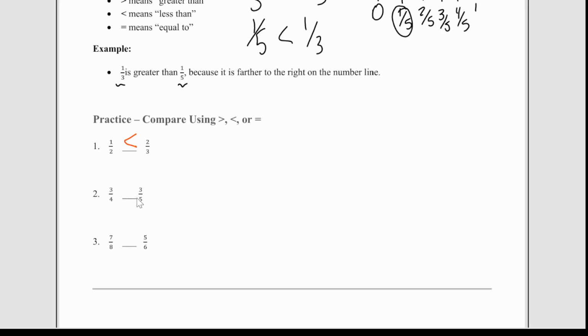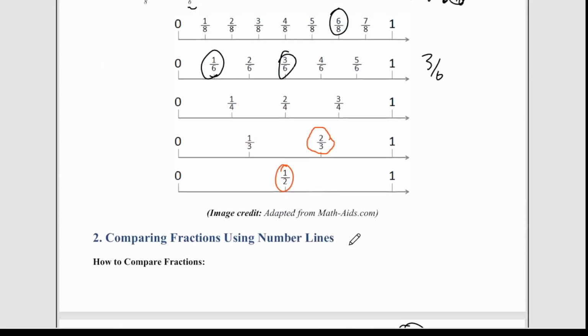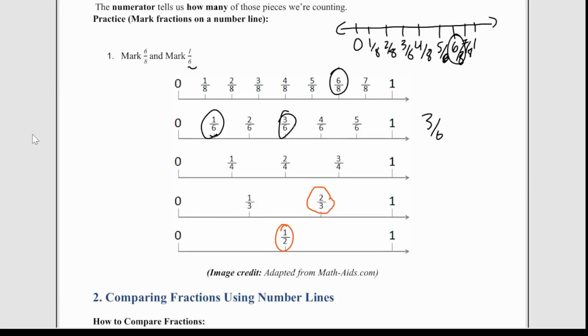Similarly, 3/4 versus 3/5. For here, you can think kind of conceptually, if I take 3 and I break it into 4 equal pieces versus taking 3 and breaking it into 5 equal pieces, which one do you think is going to be bigger? Taking 3 and breaking them into 4 equal pieces should be bigger than taking 3 and breaking them into 5 equal pieces. But we can also compare with these diagrams.